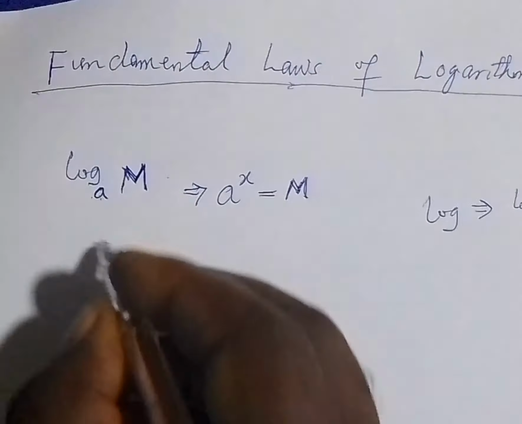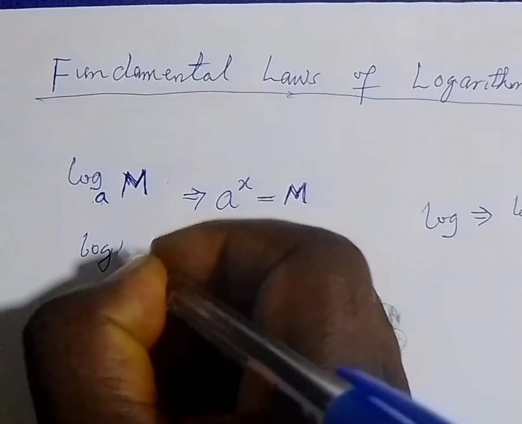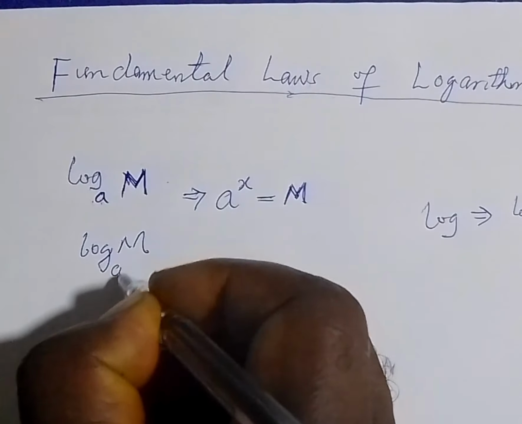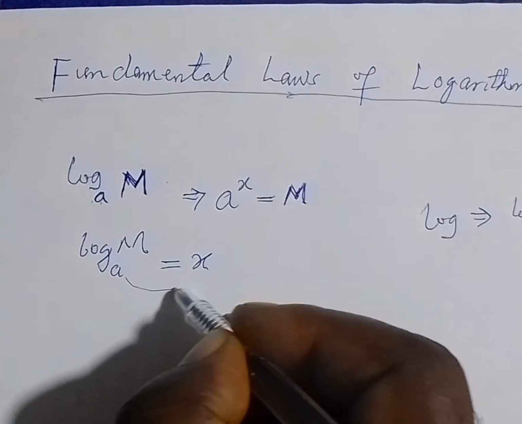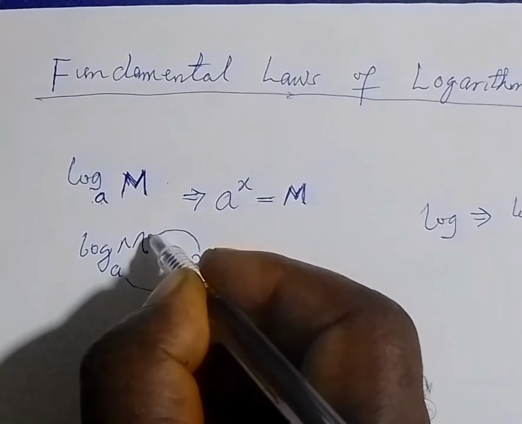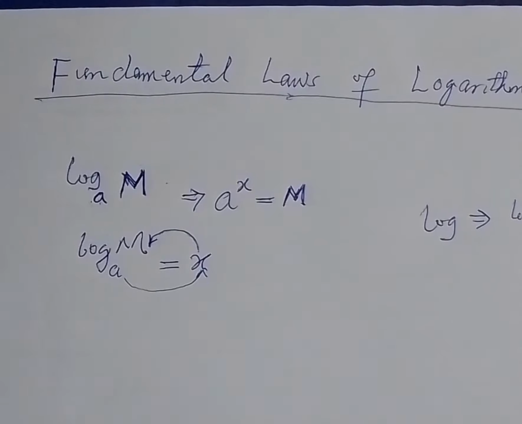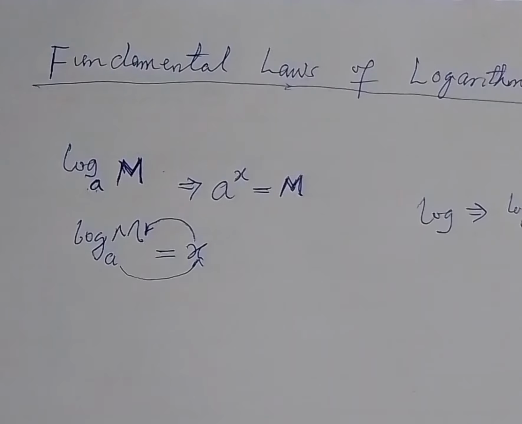So from here now, it means that for me to write this as a complete equation is going to be logarithm of m to base a is equal to x. So that once I raise a to the power of x, then it must give me the value of m. So that is the simple definition of logarithm. I hope that is clear.